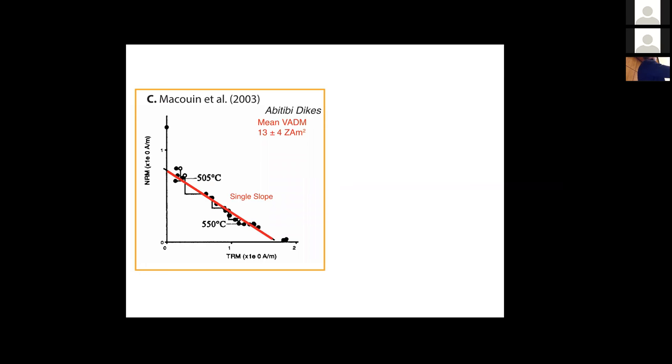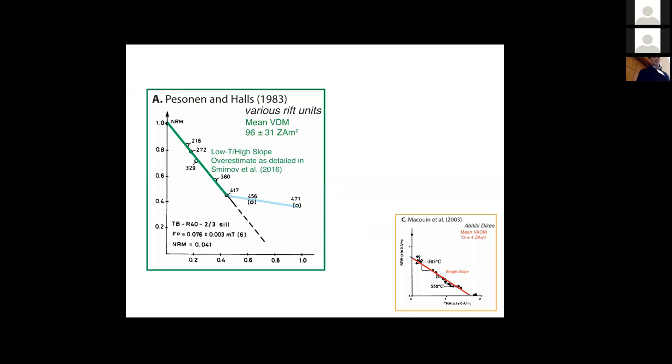In an ideal situation, you get a single slope where the known field that's being applied in the lab combined with this slope can give you an estimate of the field strength. Here is an example from just before the Midcontinent Rift, some dikes, the Abitibi dikes, where we see pretty clean experimental results getting a single slope and this resulting estimate for the virtual axial dipole moment.